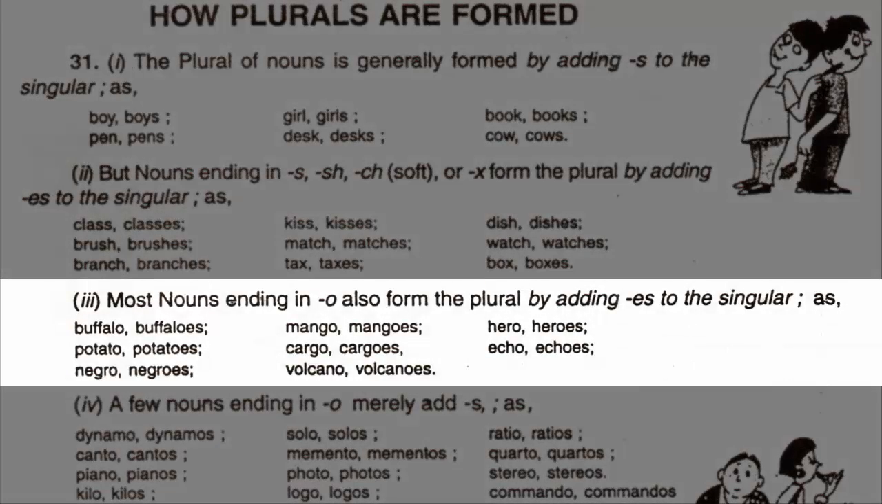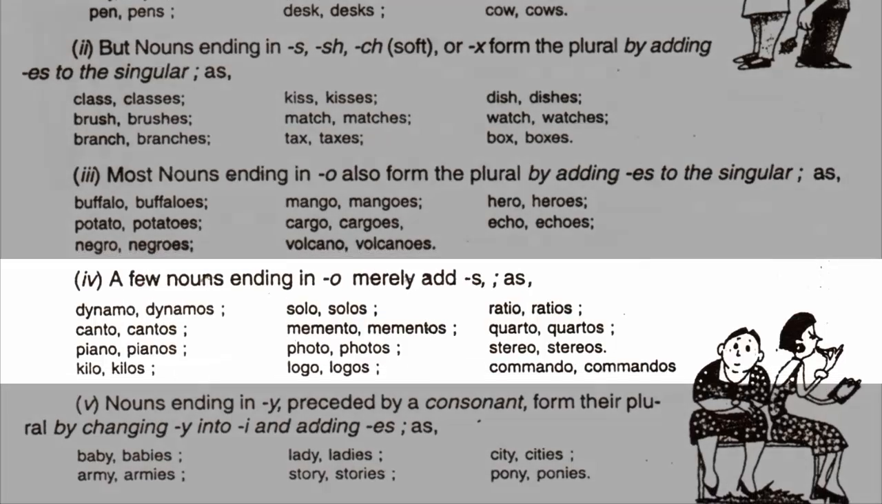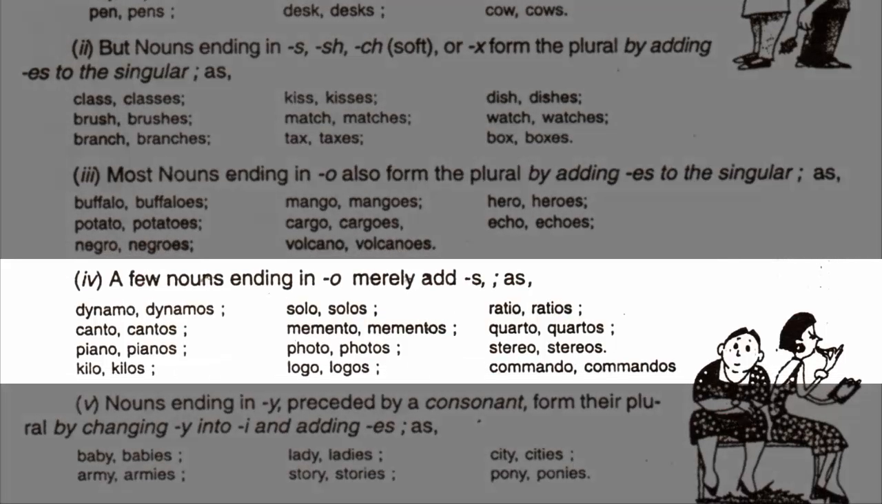Most nouns ending in o also form the plural by adding es to the singular. As buffalo, buffaloes, mango, mangoes, hero, heroes, potato, potatoes, cargo, cargoes, echo, echoes, negro, negroes, volcano, volcanoes. A few nouns ending in o merely add s. As dynamo, dynamos, solo, solos, ratio, ratios, canto, cantos, memento, mementos, quarto, quartos, piano, pianos, photo, photos, stereo, stereos, kilo, kilos, logo, logos, commando, commandos.